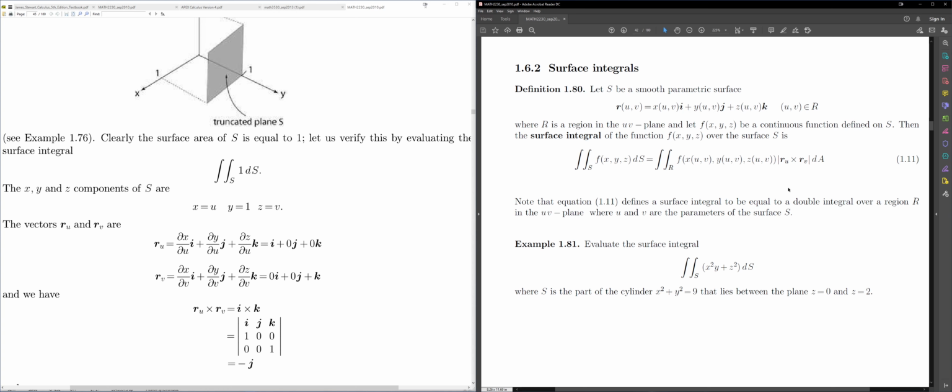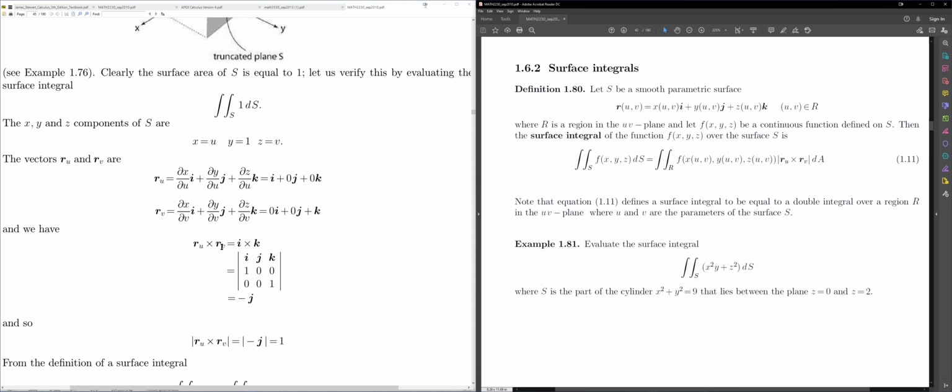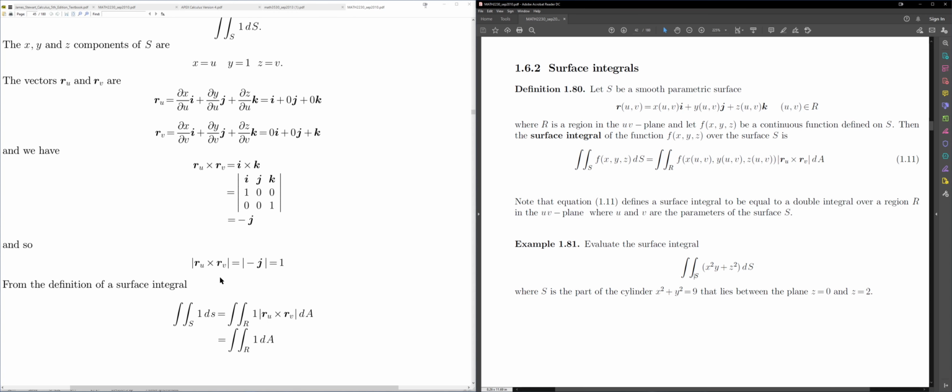Right, and what I would need is RU cross RV when I'm working out this surface integral. So the RU cross RV is I cross K, and you can check that I cross K is equal to minus J, right? And really, for a surface integral of a function, what I need is the modulus of the vector RU cross RV. So I need the modulus of the vector J, the length of this vector J. Now this J is a unit vector, which is of length 1, so the modulus of it is 1. So the modulus of RU cross RV is going to be equal to 1, right?